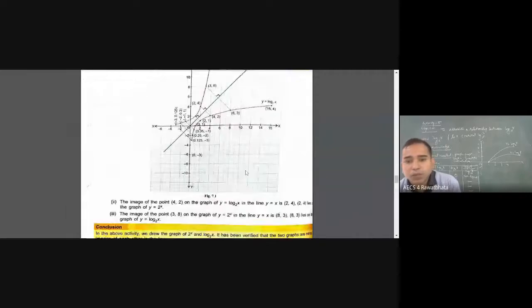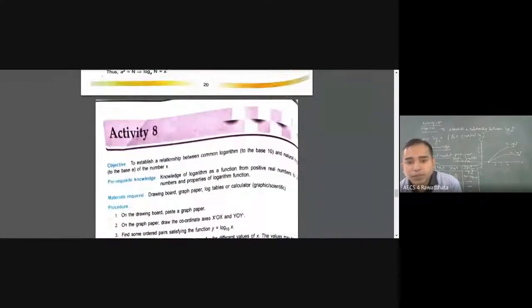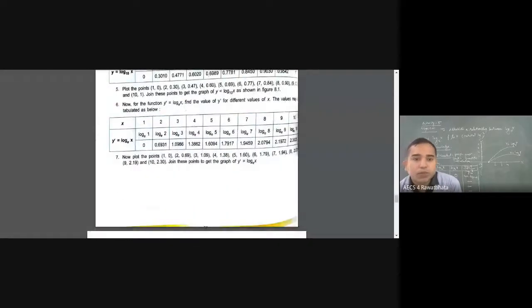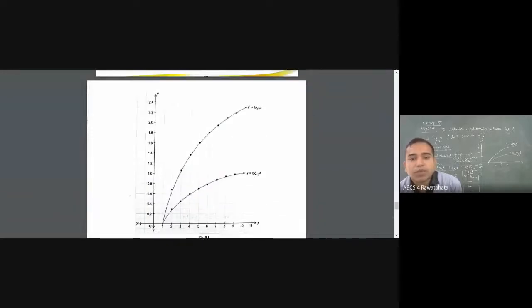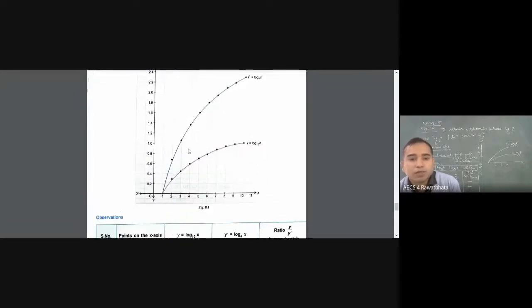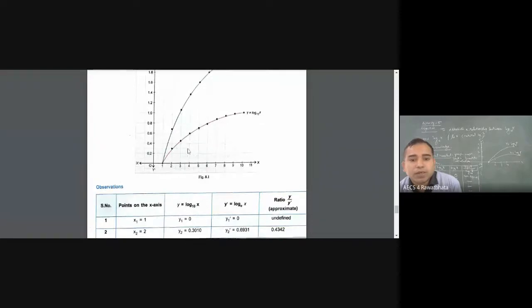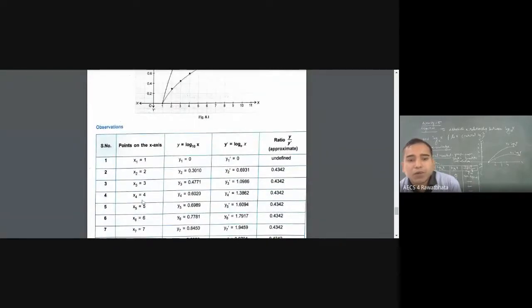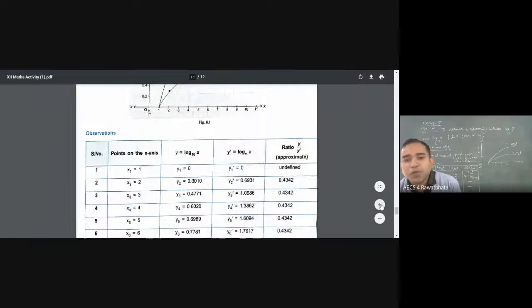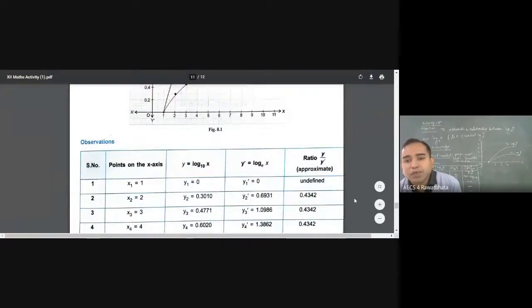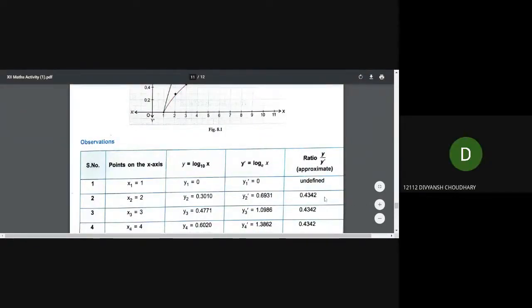This was the previous one. So this is the relationship, the curve, right? And if you see here, they have found 1, 2, 3, 4. Is this visible to you all? Say yes if you are. Yes, sir.